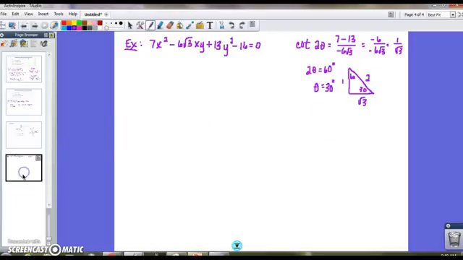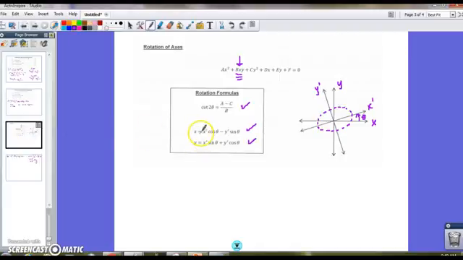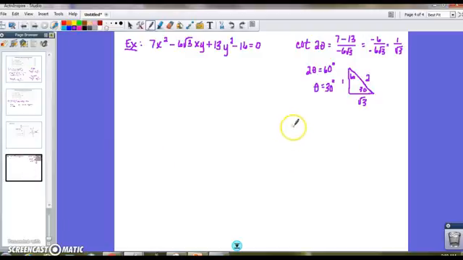The next thing we're going to do is figure out what x and y are equal to by using these formulas here. I've got x is equal to x prime cosine theta minus y prime sine theta, and I have this equation for y: y equals x prime sine theta plus y prime cosine theta. You don't need to memorize these formulas. I'm just going to show you how we're going to use them.